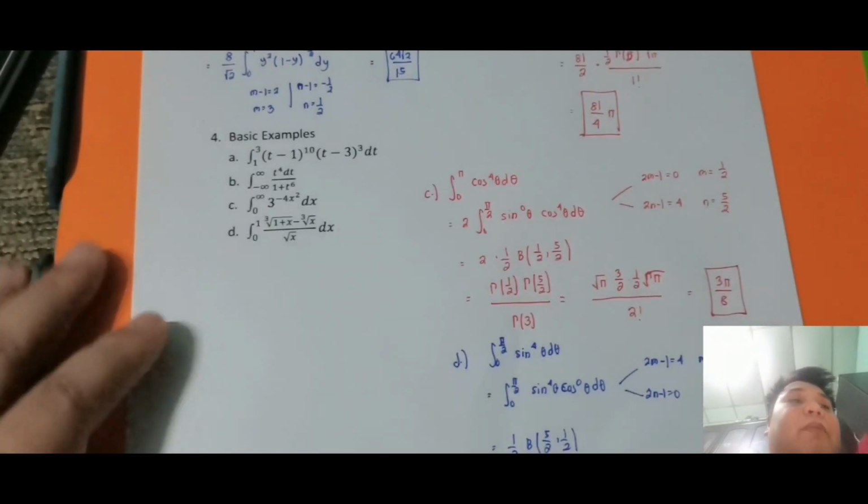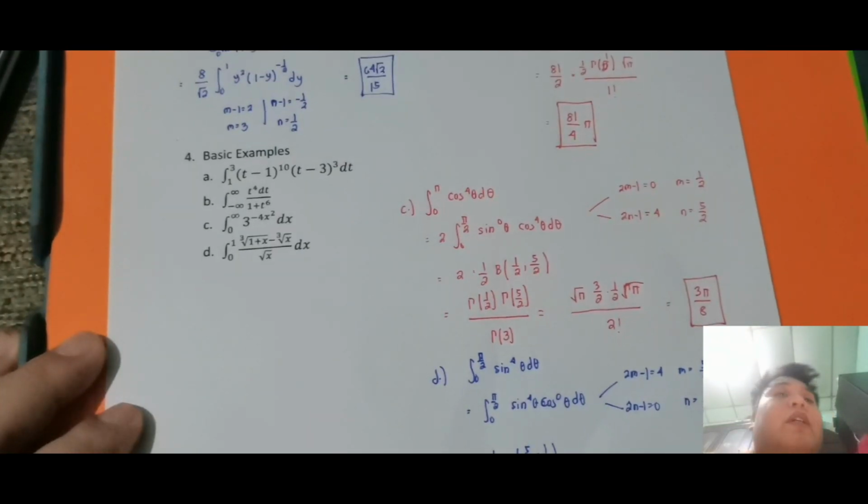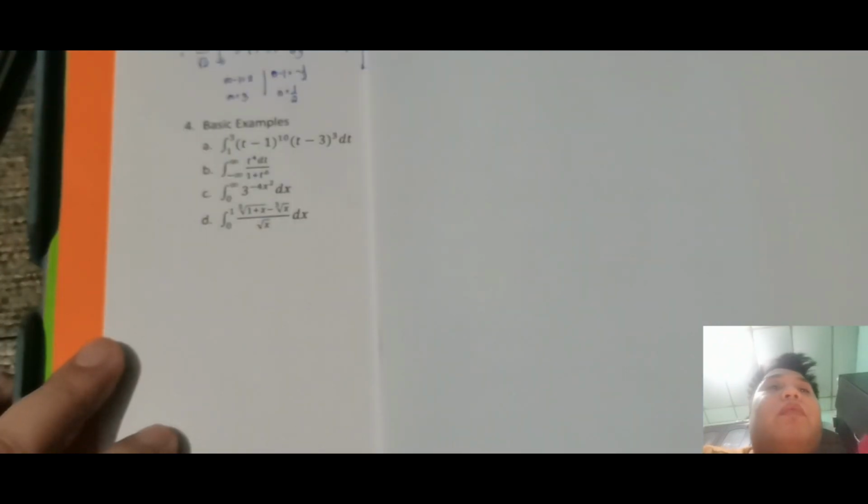So dito na tayo sa mahirap na part. Okay, so let's have number 4. So the basic example. So naka-complement yan, kaya mukhang basic. Pero again, ito yung mga part na maraming trick. Kumbaga parang pag-iisipan mo paano natin siya gagawin. Right, so we have number 1, no? We have the integral ng t minus 1 raised to 10, then t minus 3 raised to 3 dt from 1 to 3.